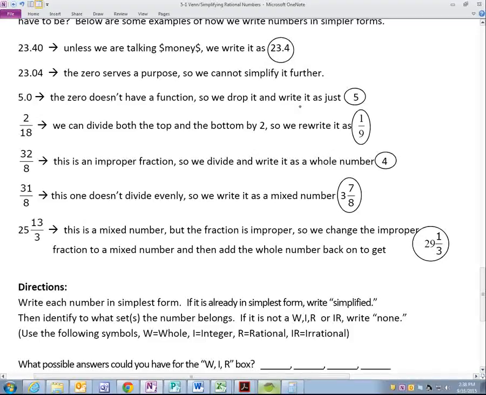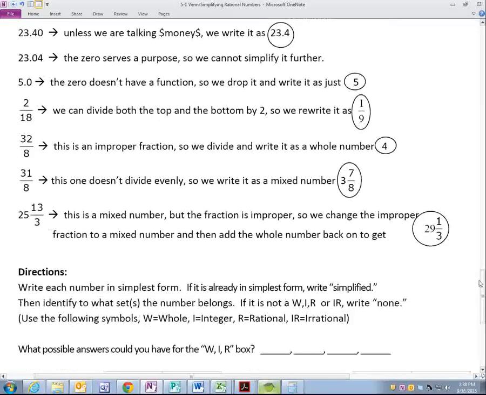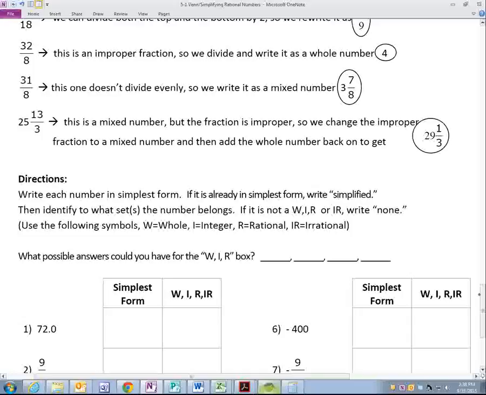32/8 is an improper fraction, so we make it simplest form, 4. Then we have 31/8. That cannot go in evenly, but it is 3 7/8, so we write it like that. Then we have 15 13/3. That can be simplified to 19 1/3. Okay, homework practice.